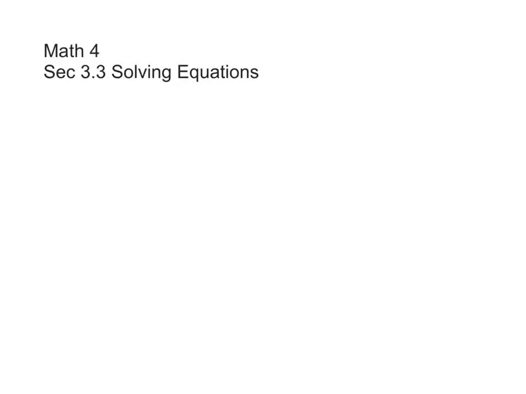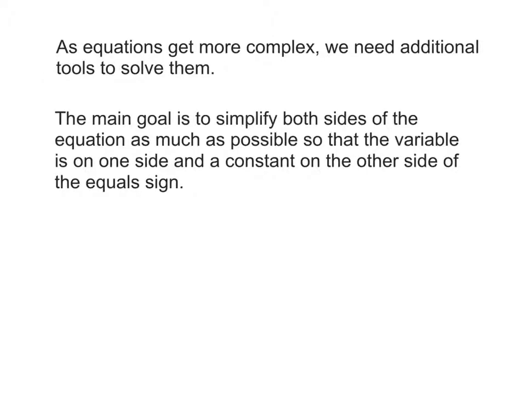In this lesson, we're going to go ahead and look at more complex equations to solve, equations that have variables on both sides potentially, and that have to have terms combined together. In general, as equations get more complex, you just need more tools in order to solve them. But keep in mind our main goal is to simplify both sides of the equation as much as possible so that on one side of the equation you have a variable and on the other side of the equation you have a number or a constant.